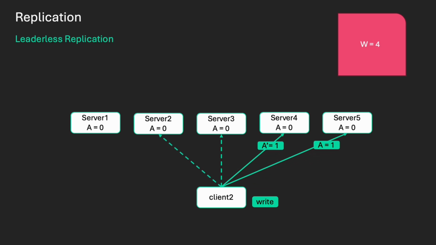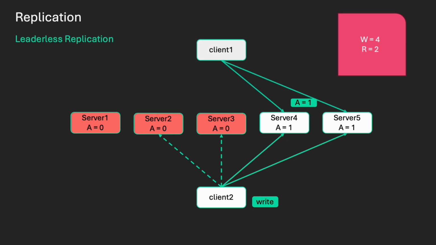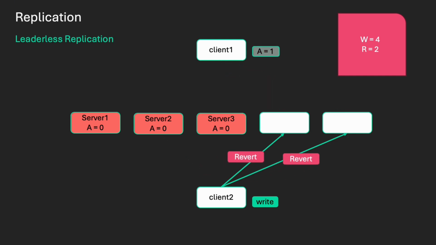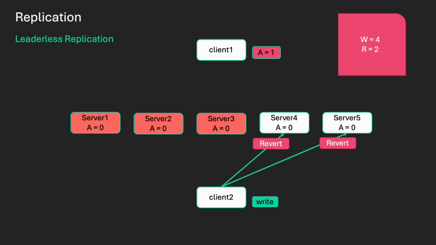Another issue arises when a client initiates a write to W replicas, but only a few accept the update because some servers are down. If the write fails, it is cancelled, but the partially written data may remain in some replicas until it is rolled back. Any reads that happen before the rollback may fetch incomplete or inconsistent data.